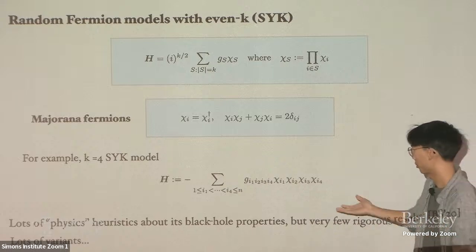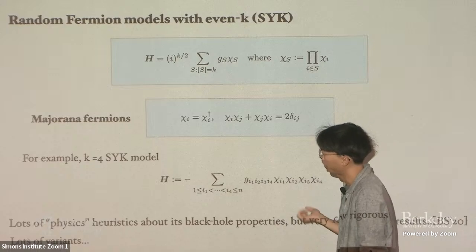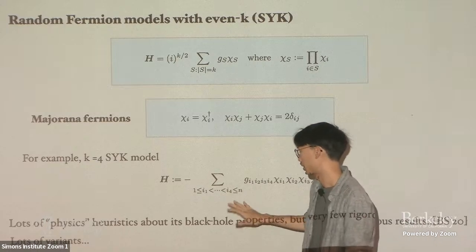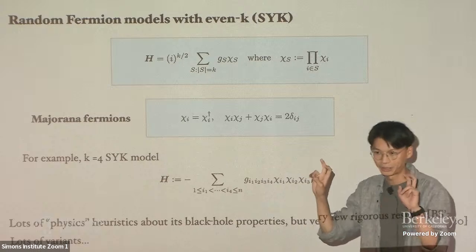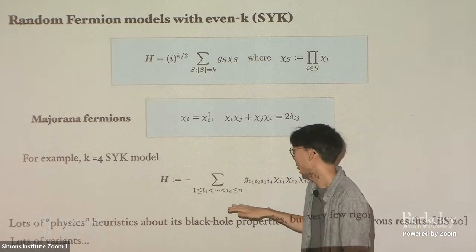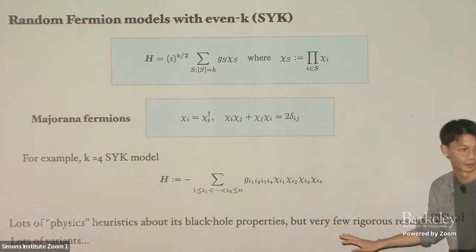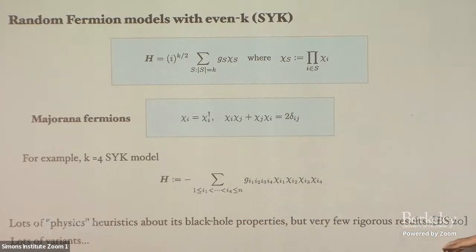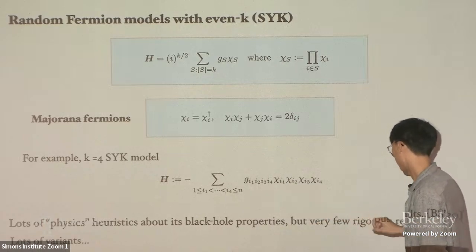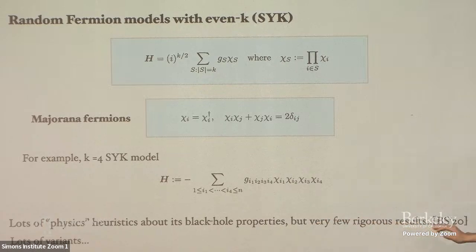Yeah, so what about these models? What do people actually know? So physicists actually have done lots of calculation, at the physics level of rigor. And then they basically squeeze out all they can about this model, about its black hole related properties. So don't ask me about that. But they basically get all they can get for what they wanted, but there have been very, very few rigorous results, in the sense that you can write down theorems and lemmas.